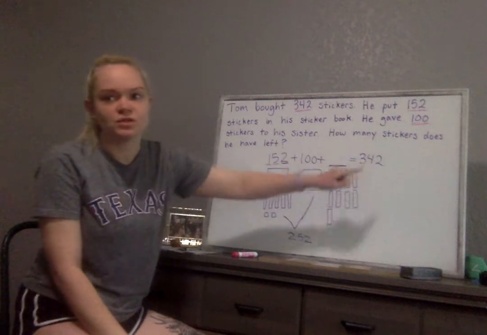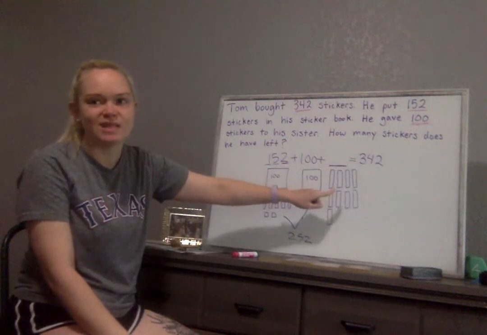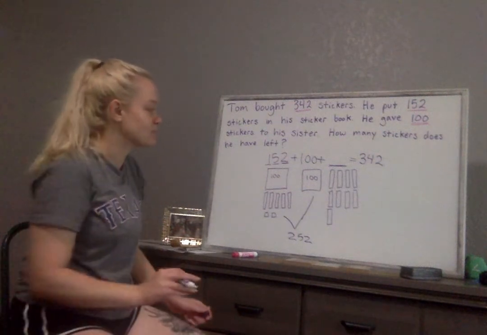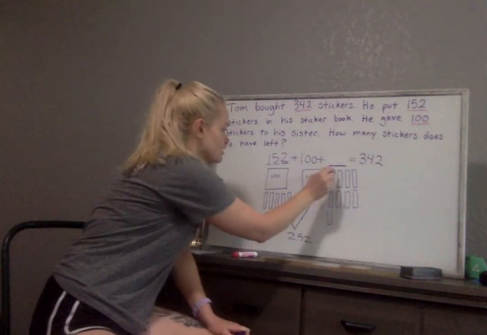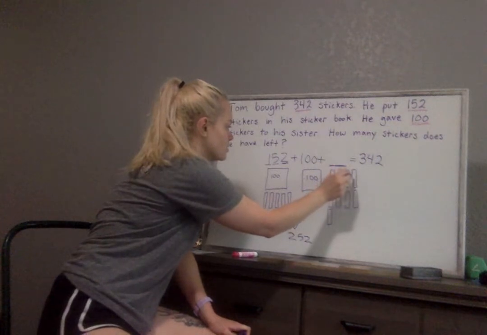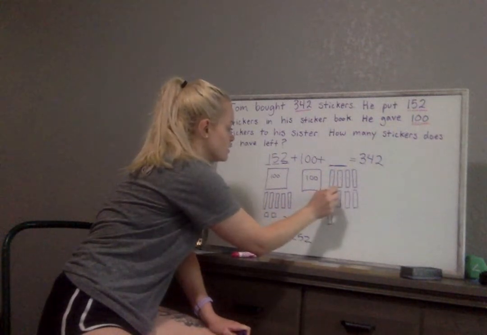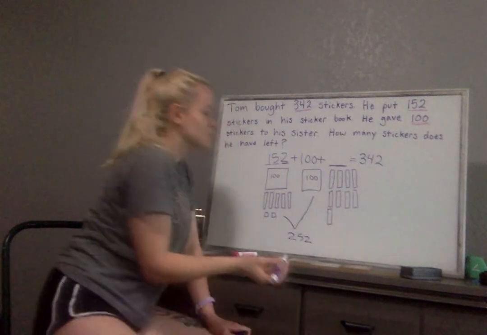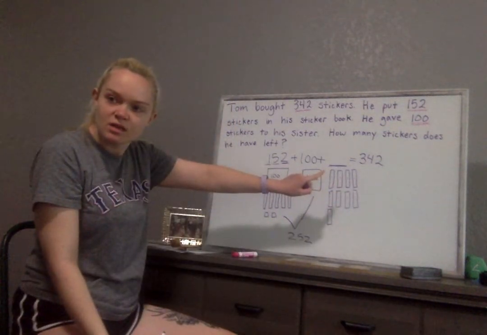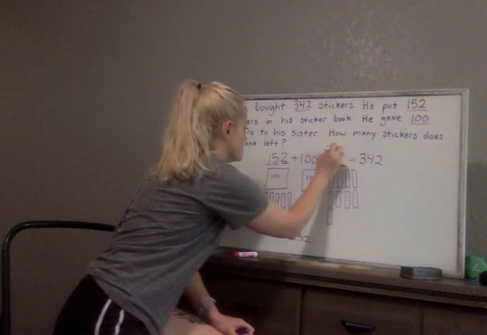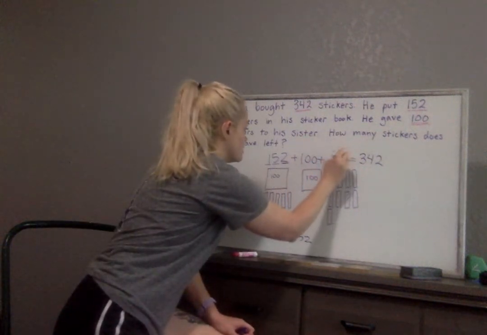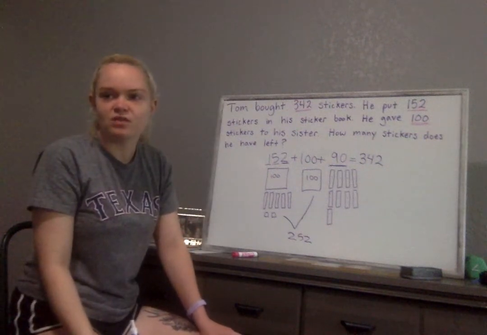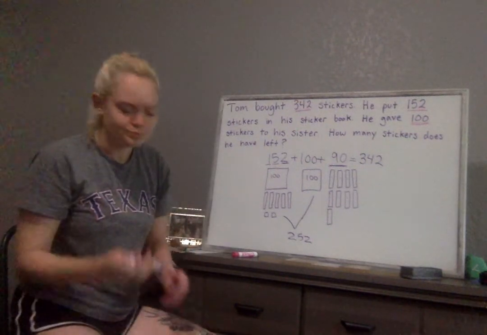Now I need to count my tens and see what does that number equal, okay? So I'm going to count by tens to figure out, okay, what's that blank supposed to be? So 10, 20, 30, 40, 50, 60, 70, 80, 90. So my missing number, friends, right there is 90. Okay? That's what was missing there. So that's how we would count on to figure that out, okay?